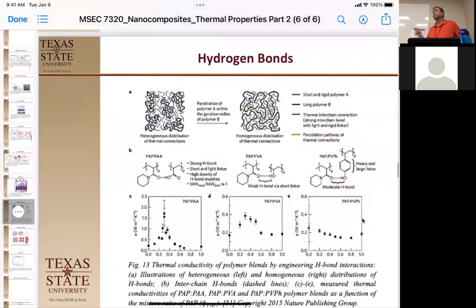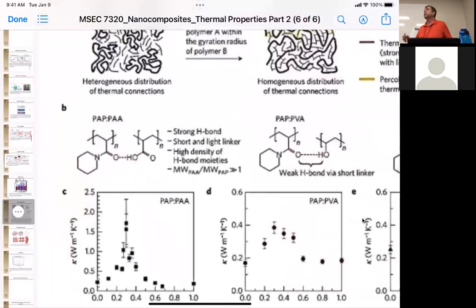Okay, so I said hydrogen bonding can affect things too. The more you can bond to things, and it doesn't just have to be a covalent bond, any other type of strong bond can add to the thermal conductivity. In this case, they took polymers with varying degrees of hydrogen bonding ability between them. This one right here has no hydrogens to hydrogen bond. This is polyacrylic acid, which has one hydrogen per repeat unit, and so it can make a strong hydrogen bond between this polyamide here and this polyacrylic acid.